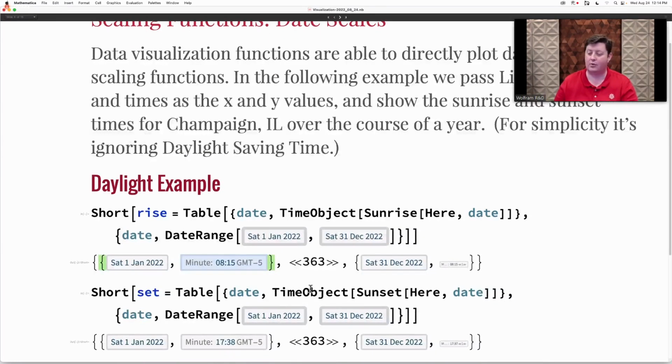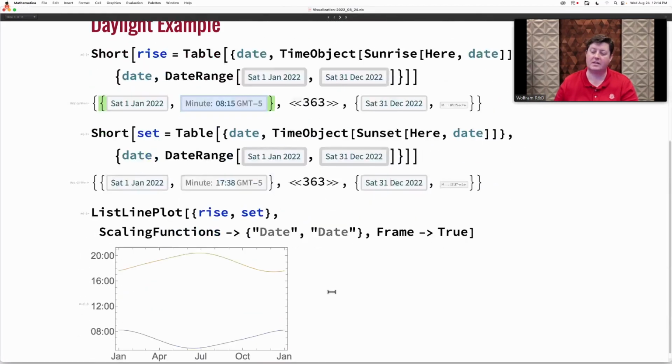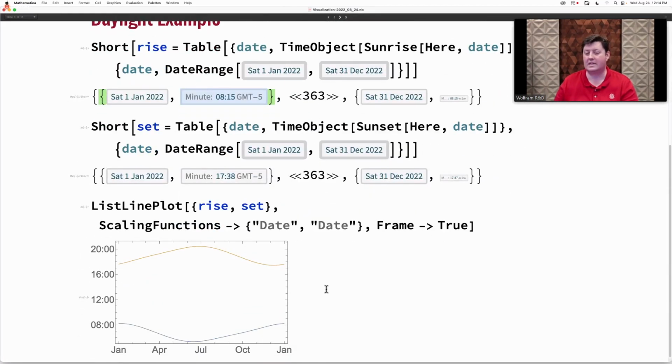I have the same for my sunsets. And then I say list line plot of my rise and sets. And I'm setting my scaling functions to date on the x-axis and date on the y-axis. And so now I can see sort of where the days are short and where they're long, and sort of the interesting asymmetries and things.